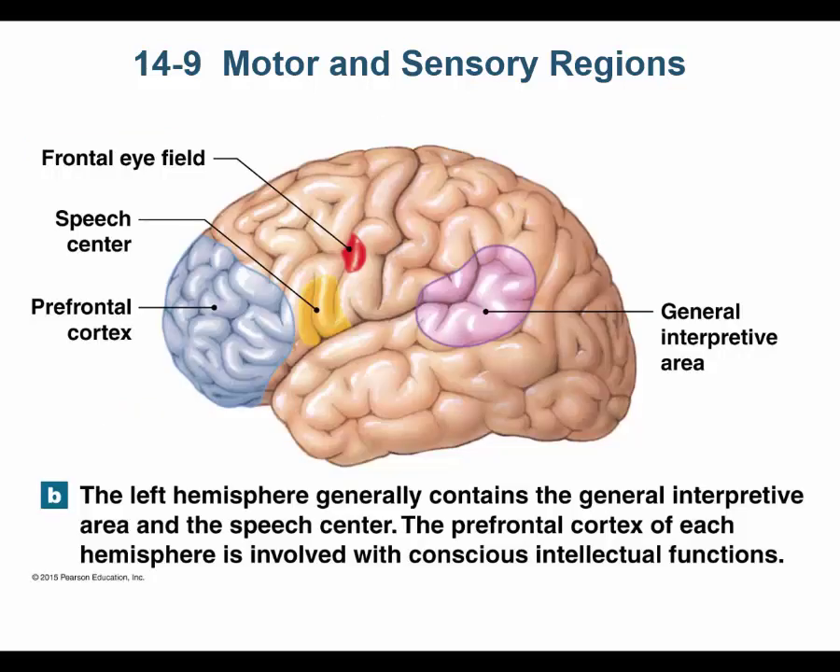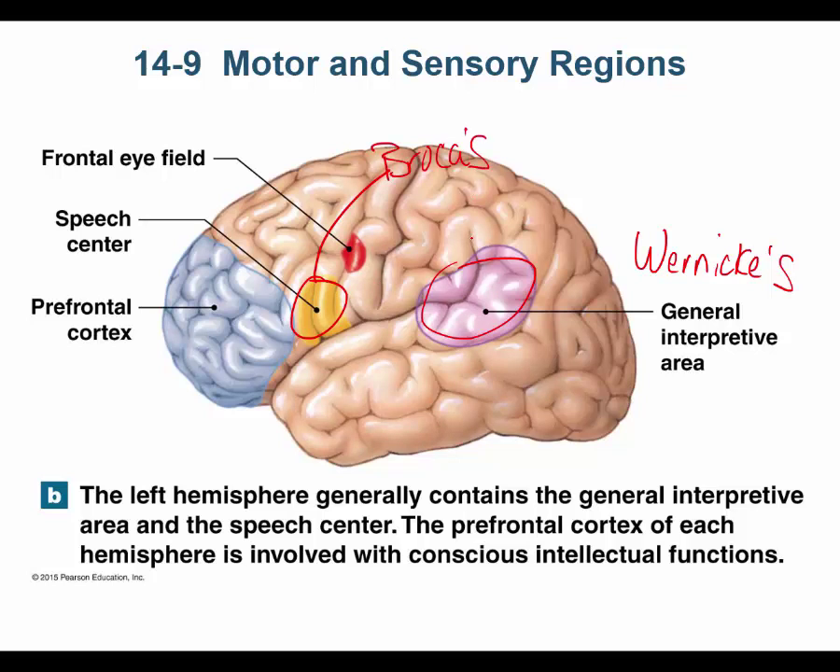Big area here. This is called the general interpretive area right here. It's also known as Wernicke's area. This is a language interpretation area. This is where you interpret language. And by the way, you have Broca's area right here. This is also called the speech center or Broca's area.